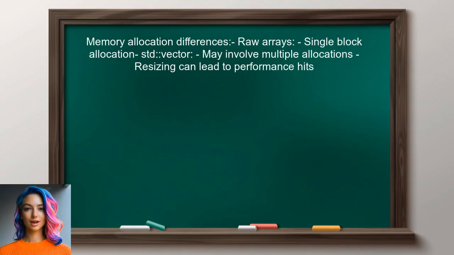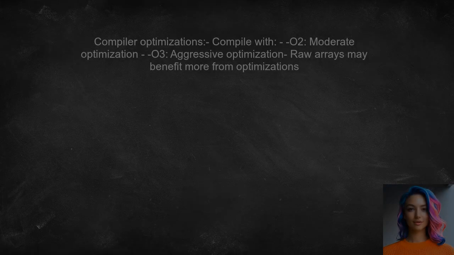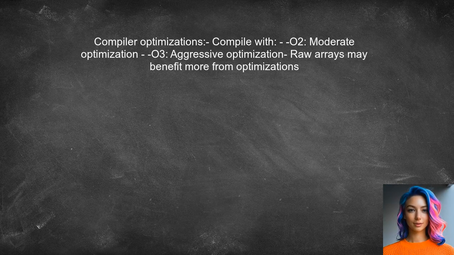Next, the user should examine how memory allocation differs between std vector and raw arrays. Raw arrays are allocated in a single block of memory, while std vector may involve multiple allocations, especially if it needs to resize. The user should also consider compiler optimizations. When compiling with different optimization flags, such as -O2 or -O3, the compiler may optimize raw arrays more effectively than std vector, leading to faster execution times.